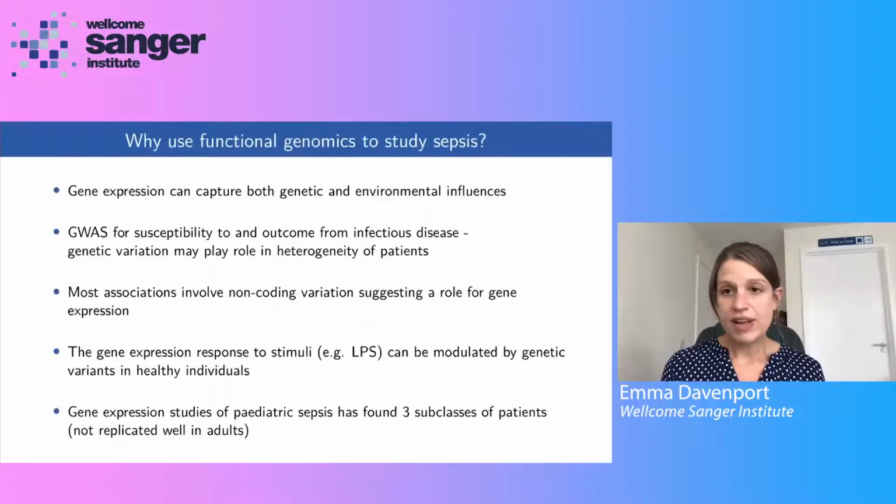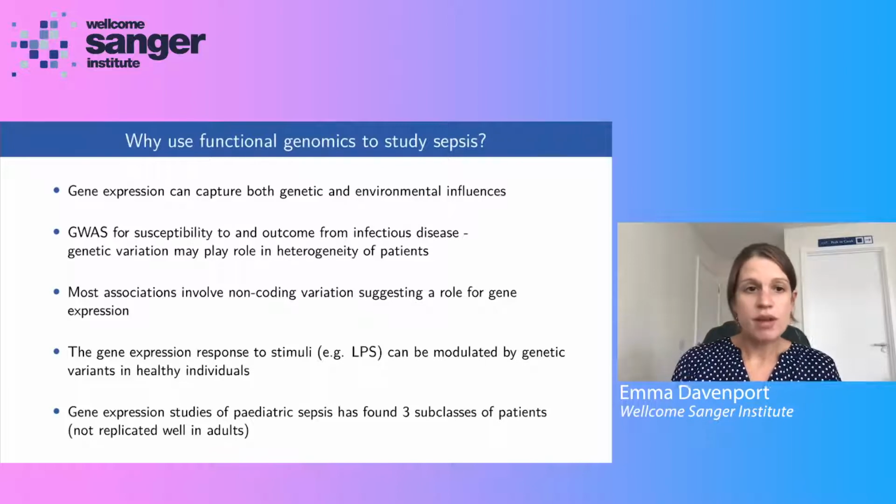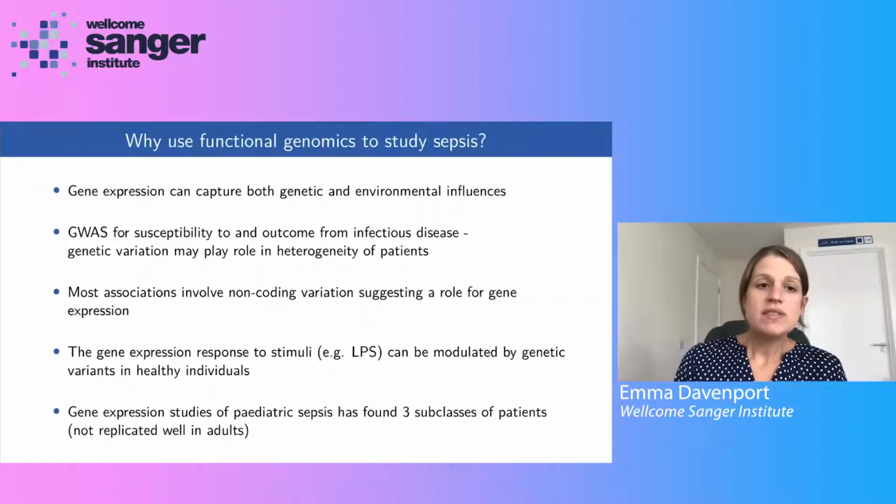Given all these different factors that can play a role, we're particularly interested in using functional genomics to study sepsis for a number of different reasons. The first of these is that gene expression can capture both genetic and environmental influences. And as we saw from the figure before, we think that there are multiple different influences on the final host response.